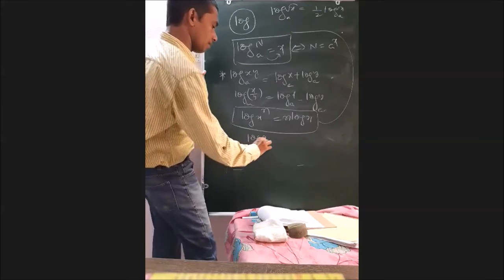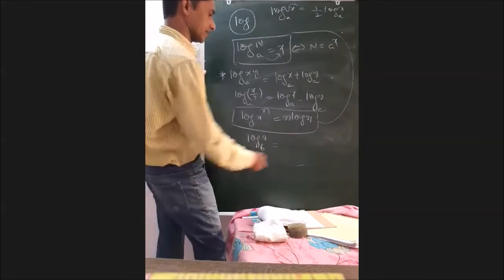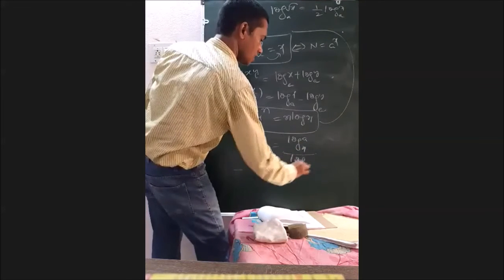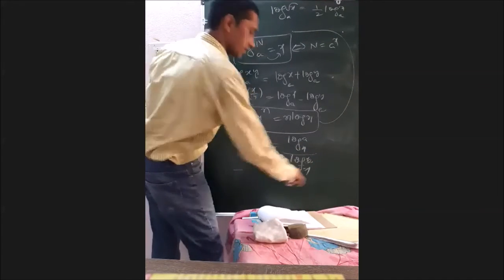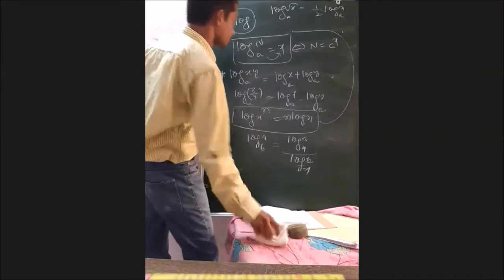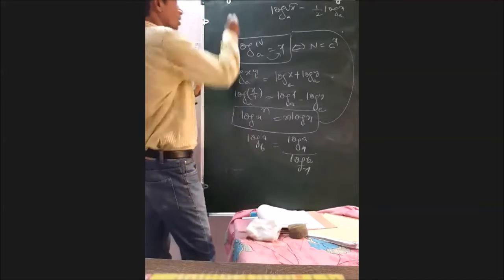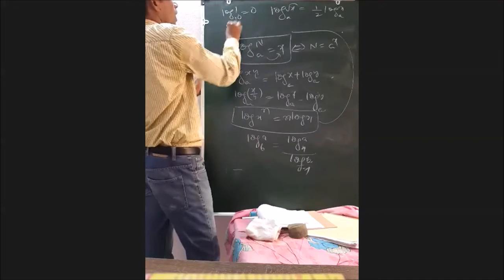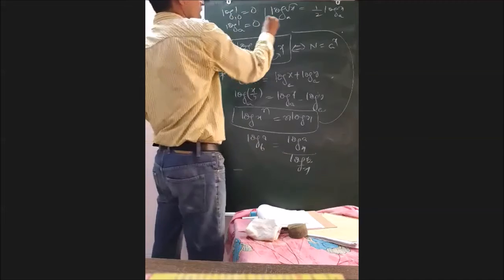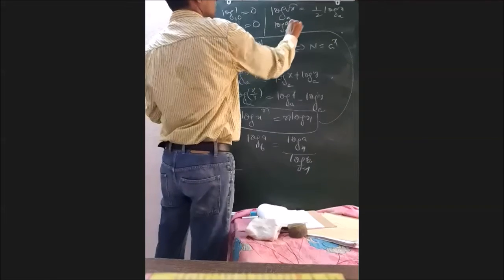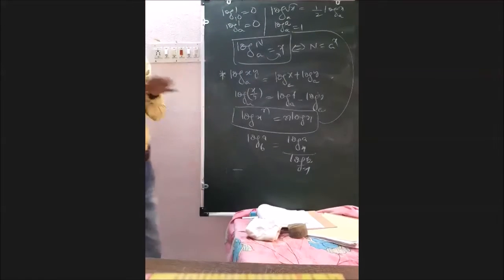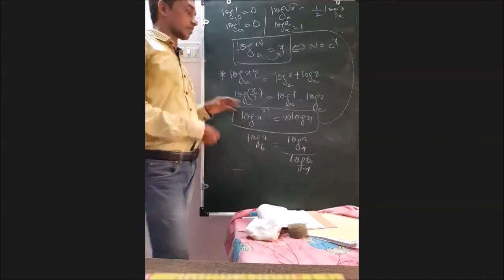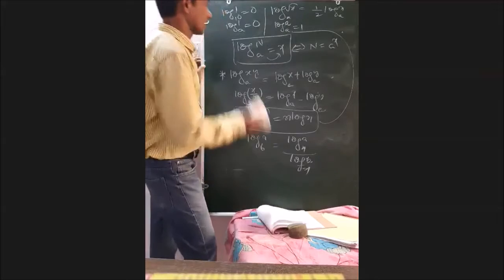In the same way, log a base b can be split into log a base x by log b base x. And one more thing: log 1 base 10, or log 1 base a, is equal to 0, and log a base a is equal to 1. If you have thorough knowledge of these formulas, then you can answer the questions.